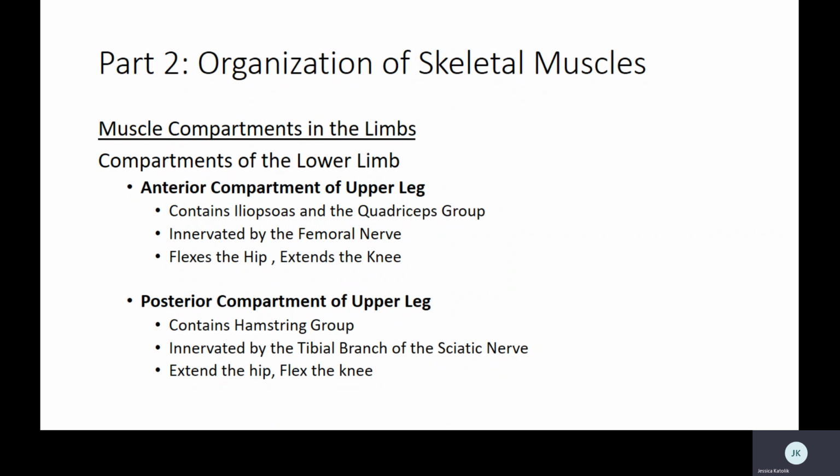Something to take note of is that when we looked at the compartments of the upper limb, we saw that the brachial region and the antebrachial region, so the upper arm and lower arm, both just had an anterior and posterior compartment, so they just had two. The leg, on the other hand, has three compartments in the thigh, and then another three compartments in the lower leg. So let's talk about these compartments together.